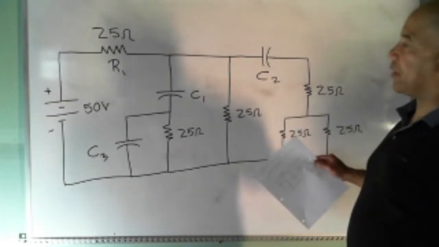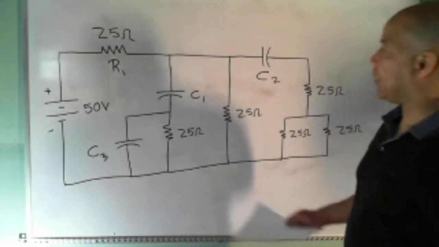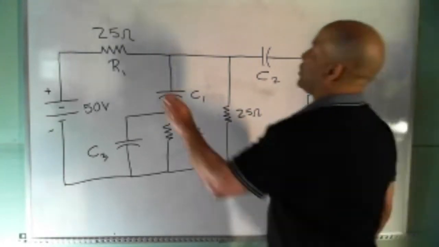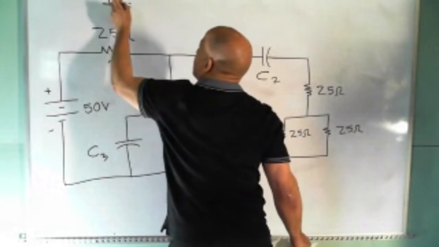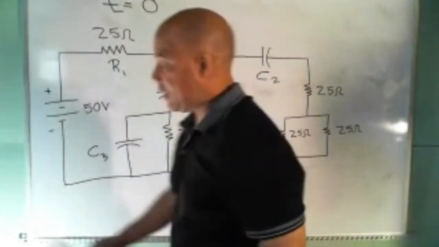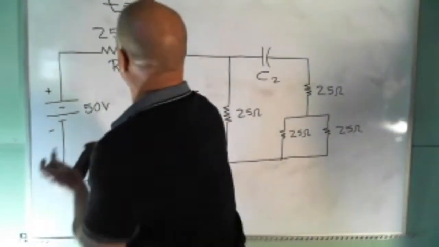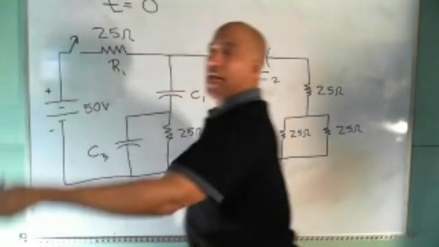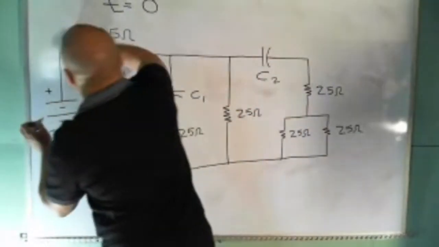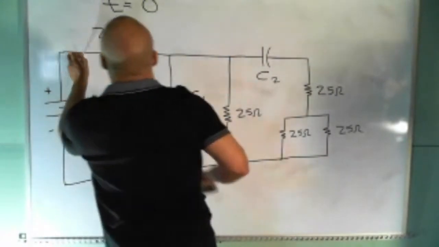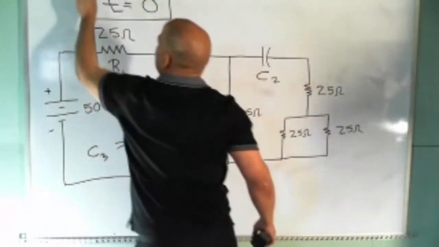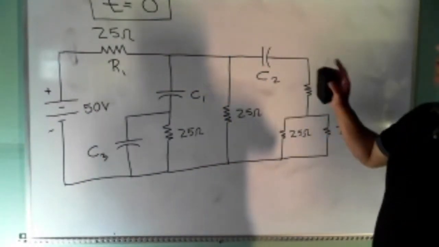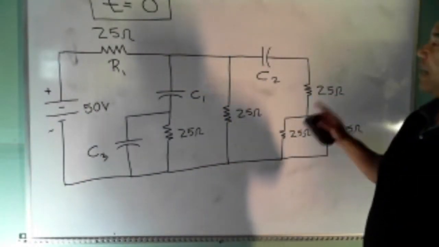So here's the circuit. I want to know the voltage across each resistor and the current through each resistor at t equals 0. Imagine that I have a switch right here, and I close that switch. Bam, I close the switch, and now I have this circuit. If I tell you the time is t equals 0, figure out the voltage across each resistor and the current through each resistor.